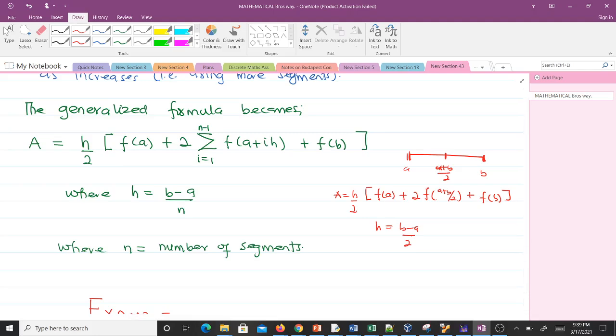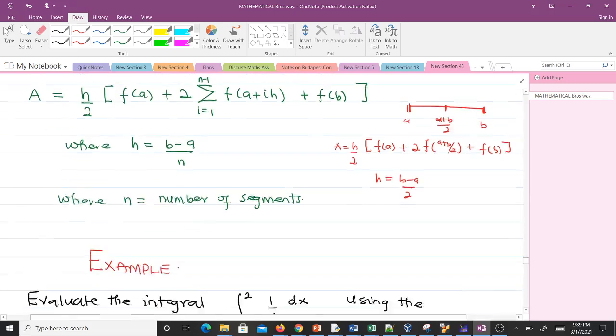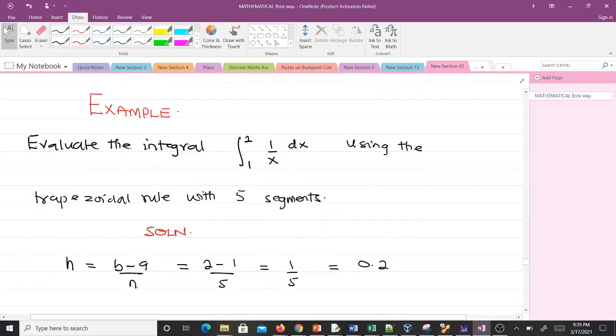But let's use that to solve an example and the understanding will be even better. Okay, so it says evaluate this integral: integral from 1 to 2 of 1 over x dx, using the trapezoidal rule with 5 segments. So that means n is equal to 5. This is what it means. We have to take this interval 1, 2 and divide it into what? 5 equal parts.